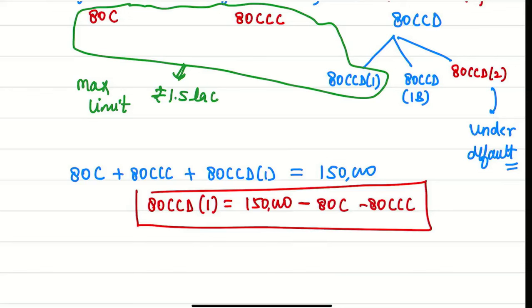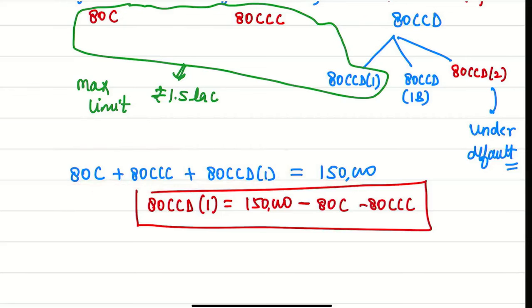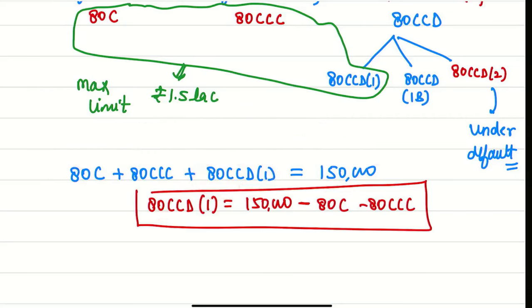Because 80CCD1, what is 80CCD1? Out of 150, if we have already taken 80C and 80CCC, then now we can take in 80CCD1 whatever is remaining out of 150. Correct? So 80C, 80CCC, and 80CCD1 cannot go more than 150. And 80CCD1, I'm keeping this equation right here: 150 minus this, minus this. It will go right inside, so it will become negative.